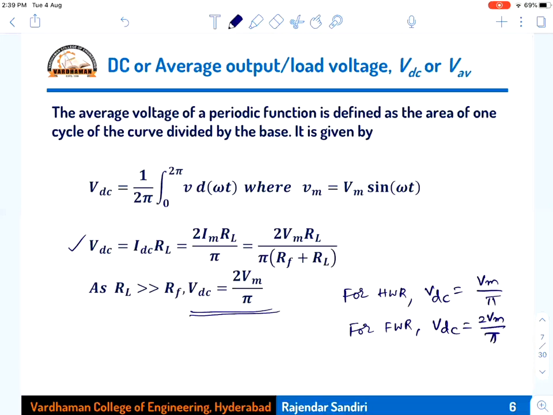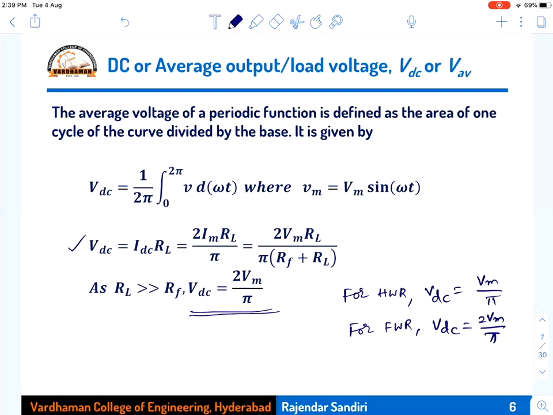Then the next parameter. The first two parameters are the DC output load current and the DC or average output voltage. So Vm by pi and Im by pi for the half wave rectifier; for the full wave rectifier it is double. So 2 Im by pi and 2 Vm by pi. Very, very important. You have to remember all these things.